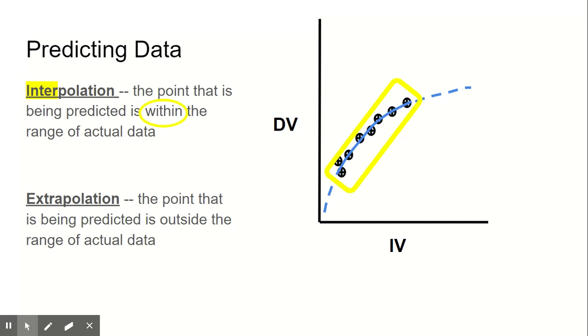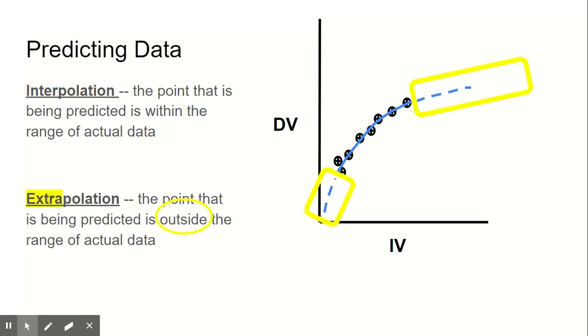When we are predicting a point that is within the range of actual data, this yellow region shown here, then we are doing interpolation. Inter means in between or within. So anytime you're predicting a data point that is between two existing data points, that is interpolation.